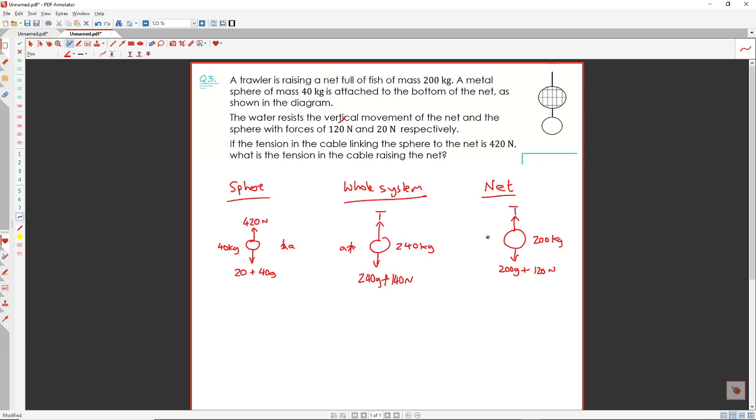Okay, so looking at this diagram, we have the same issue as with the whole system. We don't know T and we don't know A. So you could actually work with either of those there. To start with though, I need to work with the sphere. I'll resolve vertically upwards to start with. I'm going to get 420 upwards minus 20 minus 40g. So that's forces up minus 40 down, and that equals mass times acceleration, so 40a.